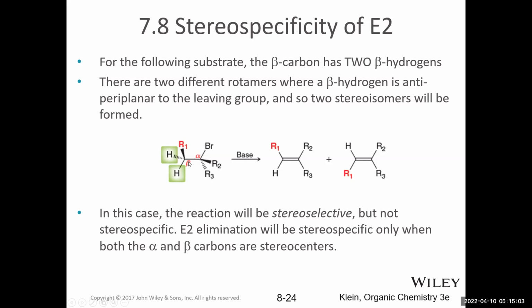So again, the stereospecific E2 reaction only occurs when both the alpha and the beta carbons are chiral centers. If there's two hydrogens here, clearly the beta carbon is not a chiral center, and therefore this will not be a stereospecific E2 reaction. It will likely be a stereoselective E2 reaction where we will see more of the more stable E alkene. That will likely be the major product. Again, because there's multiple different conformations leading to multiple potential stereoisomeric products.